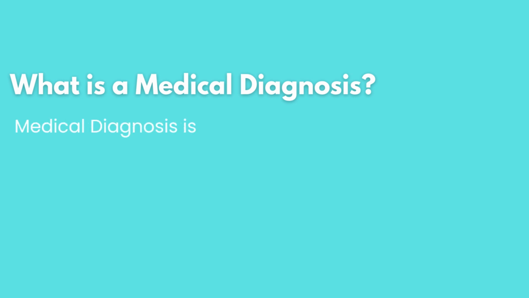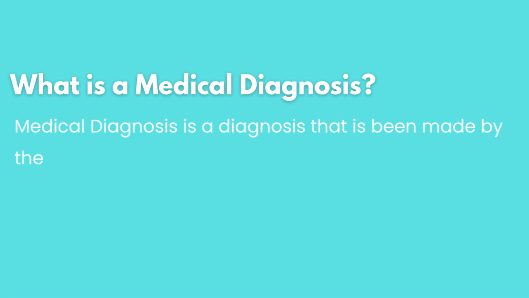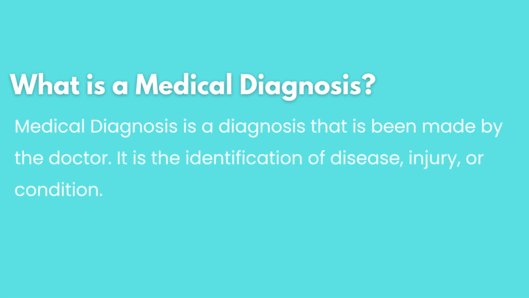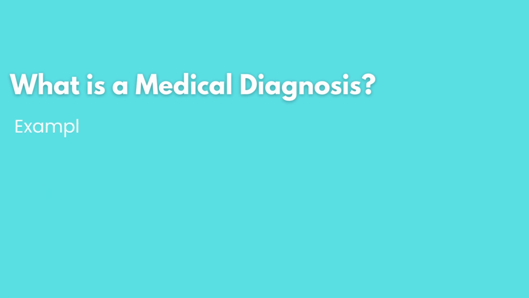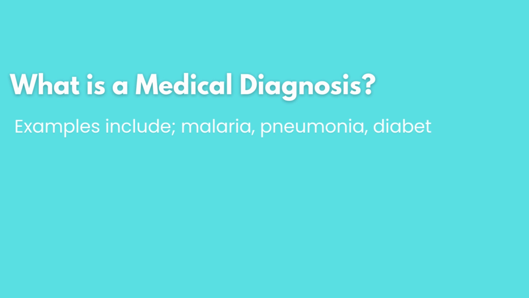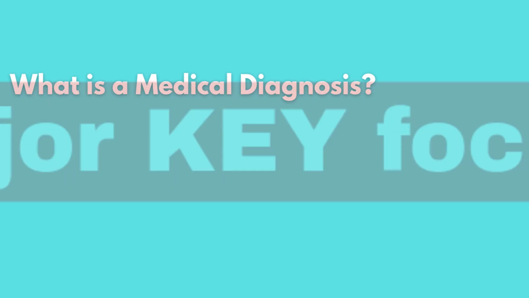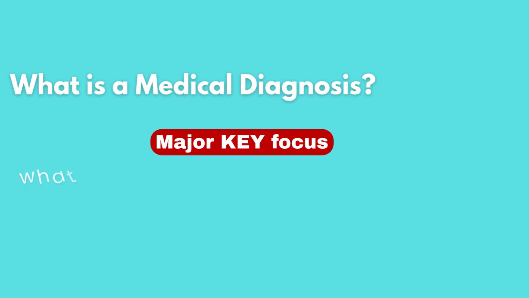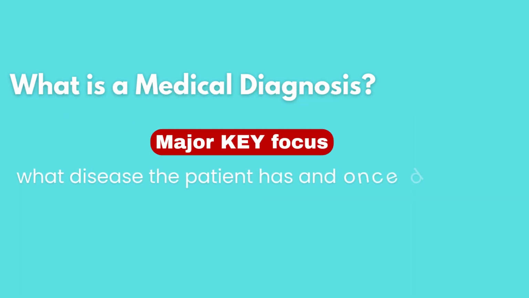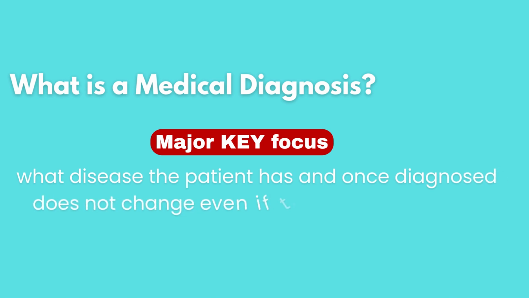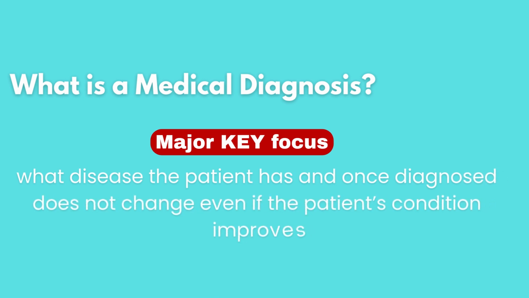What is a medical diagnosis? A medical diagnosis is a diagnosis made by a doctor. It identifies the disease or medical condition affecting the patient. Examples of medical diagnosis include malaria, pneumonia, diabetes mellitus, hypertension, and medical diagnosis mainly focuses on what disease the patient has. And once it is diagnosed, it usually does not change even if the patient's condition improves.